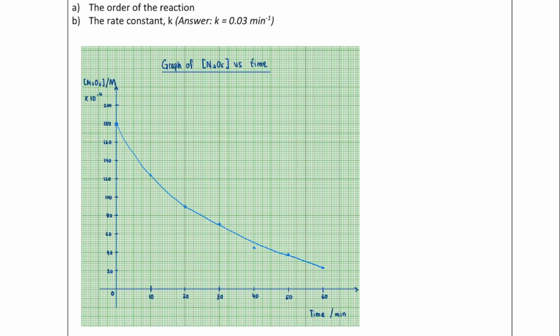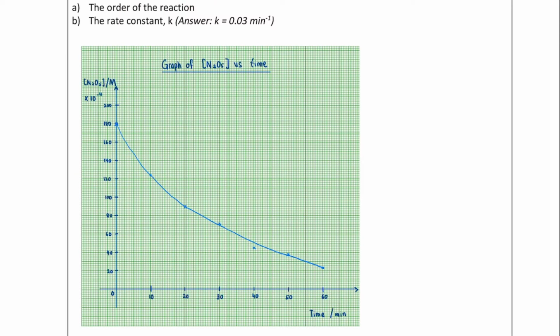How do I know this is concentration? Because of the square bracket here. The square bracket means concentration. So the question clearly asks you to plot a graph of concentration versus time and determine the order of reaction. First thing you have to plot concentration of N2O5 versus time. Concentration of N2O5 will be your y-axis, time will be your x-axis.